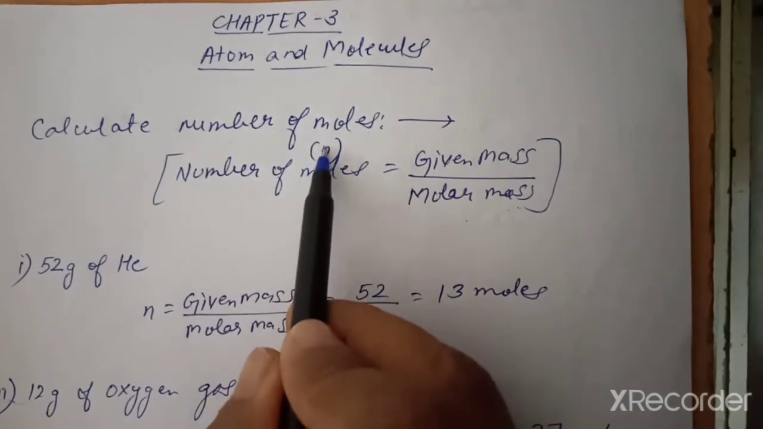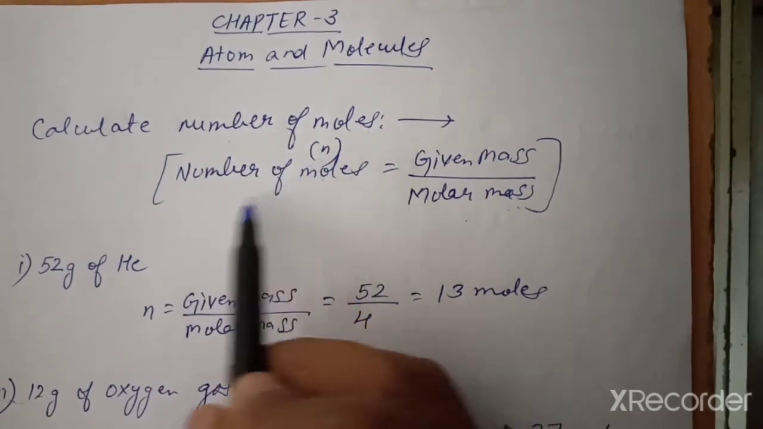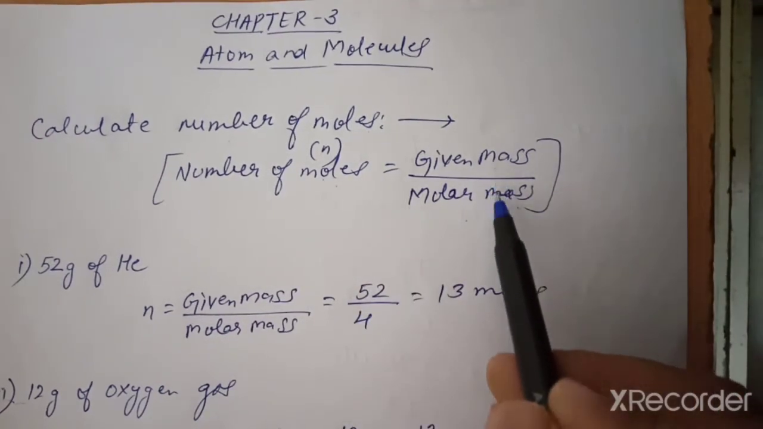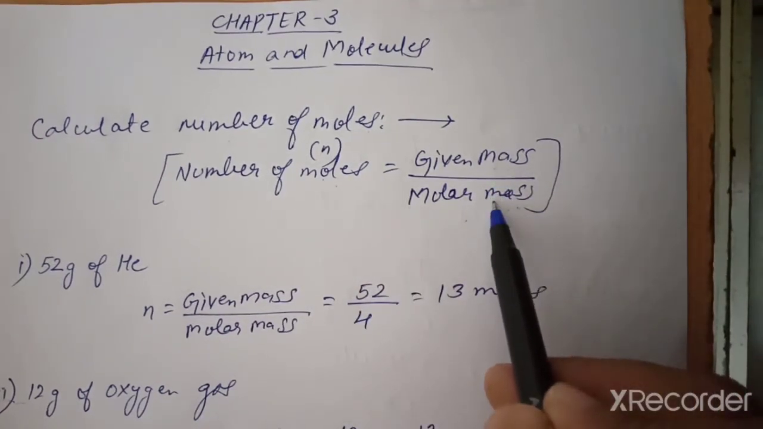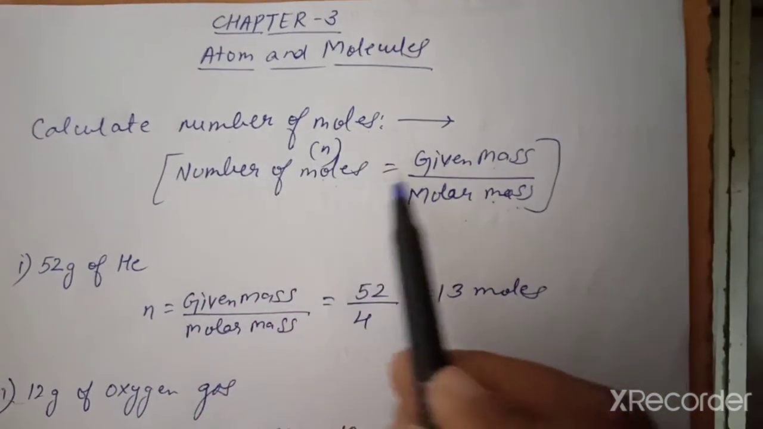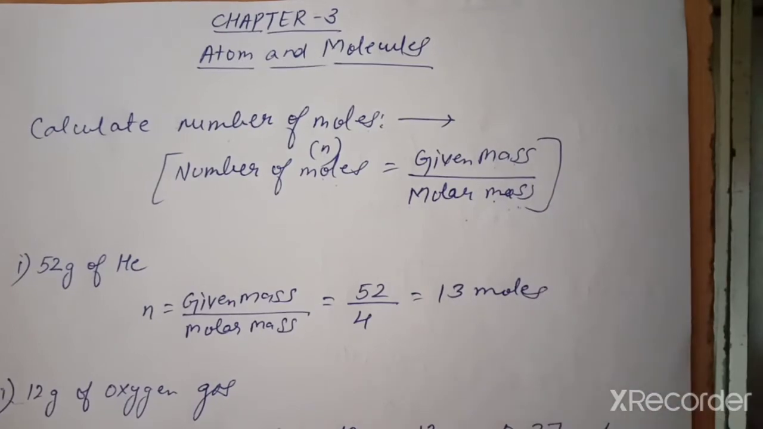Number of moles can also be written as small n. So the formula of the number of moles is written as the given mass divided by the molar mass. Whenever there is a question to calculate the number of moles, we will be using the formula given mass divided by the molar mass.